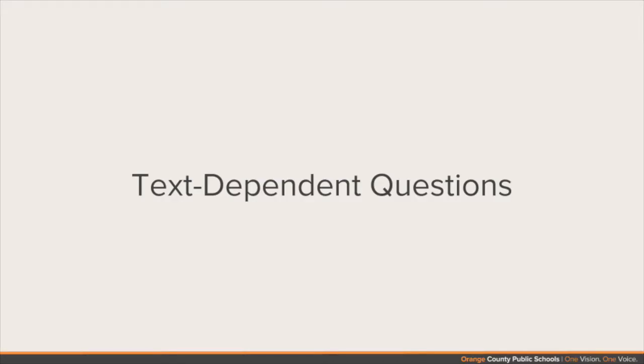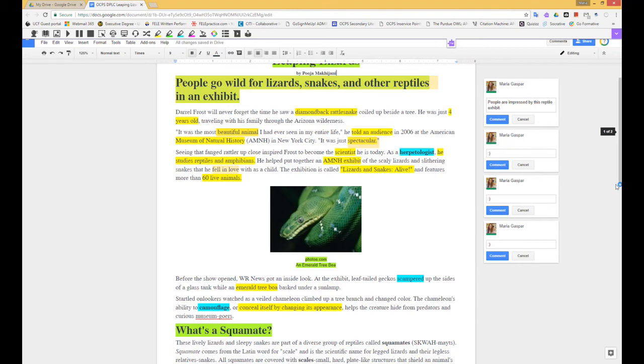When it comes to text-dependent questions, I really want to look at a few things. One is I want to make sure that my questions support student success with comprehension of the passage, but also with mastery of the standard. So, for example, I want to ask students questions such as, what is this section about, or what is the text about, which is going to help us get to the main idea.